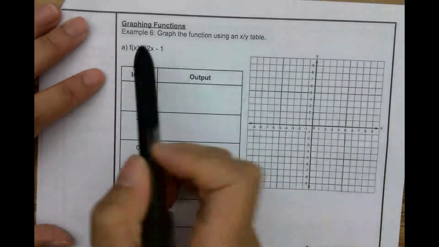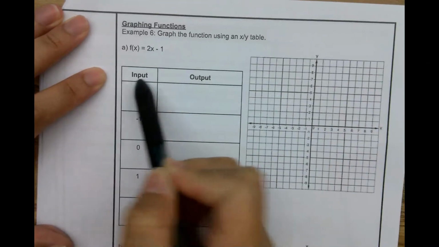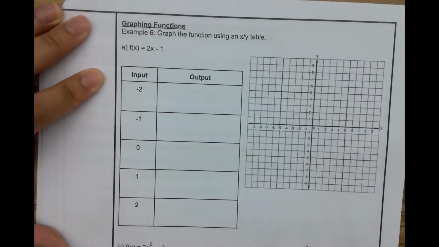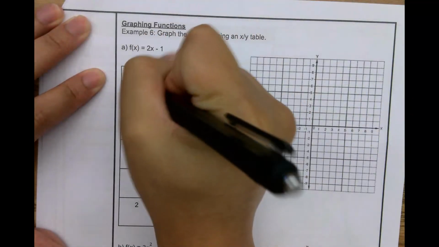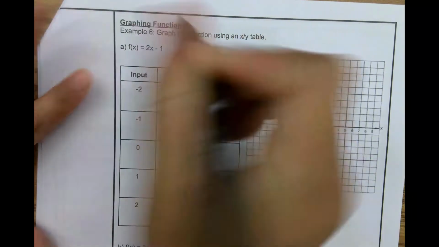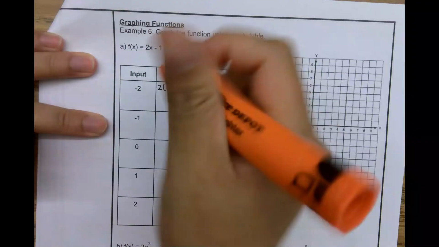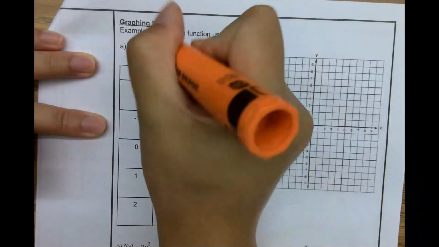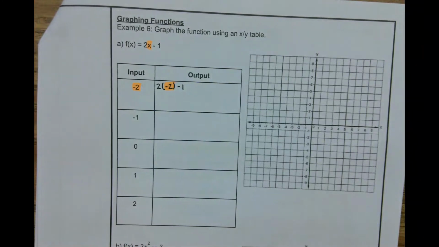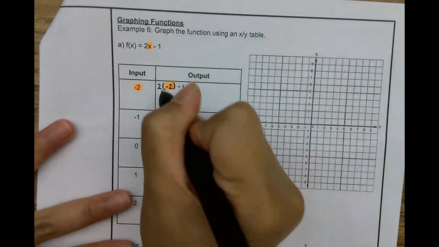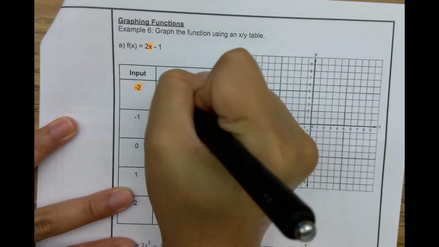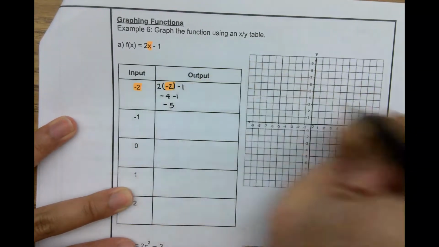So the first thing I'm going to do, these are all my inputs, these are my x values. I'm going to plug it in and then see what I get. Okay, so here I'm going to plug in negative 2 for x, so 2 times negative 2 minus 1. So all I'm doing is taking each of these x values and plugging it in, replacing x with it. So following order of operations, multiplication comes first, so 2 times negative 2 is negative 4. Negative 4 minus 1 is negative 5.